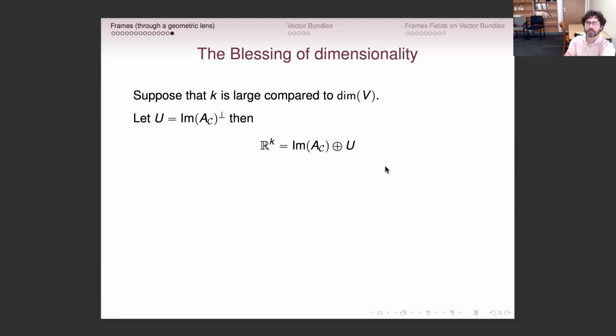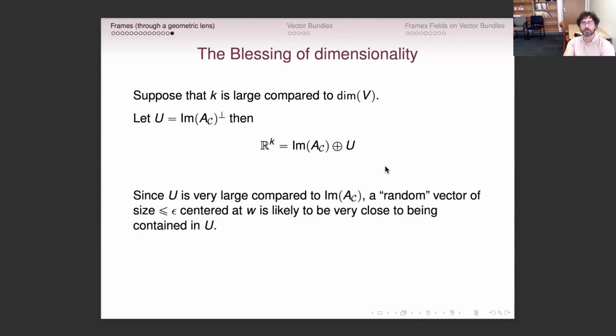And so I can take the orthogonal complement of the image, and that's going to be a very large subspace, and I can sum them together to get all of R^K. And so if you think about what this means, it's that if I pick a random vector of some fixed size centered at W, it's very likely that it's close to being contained in U, right?